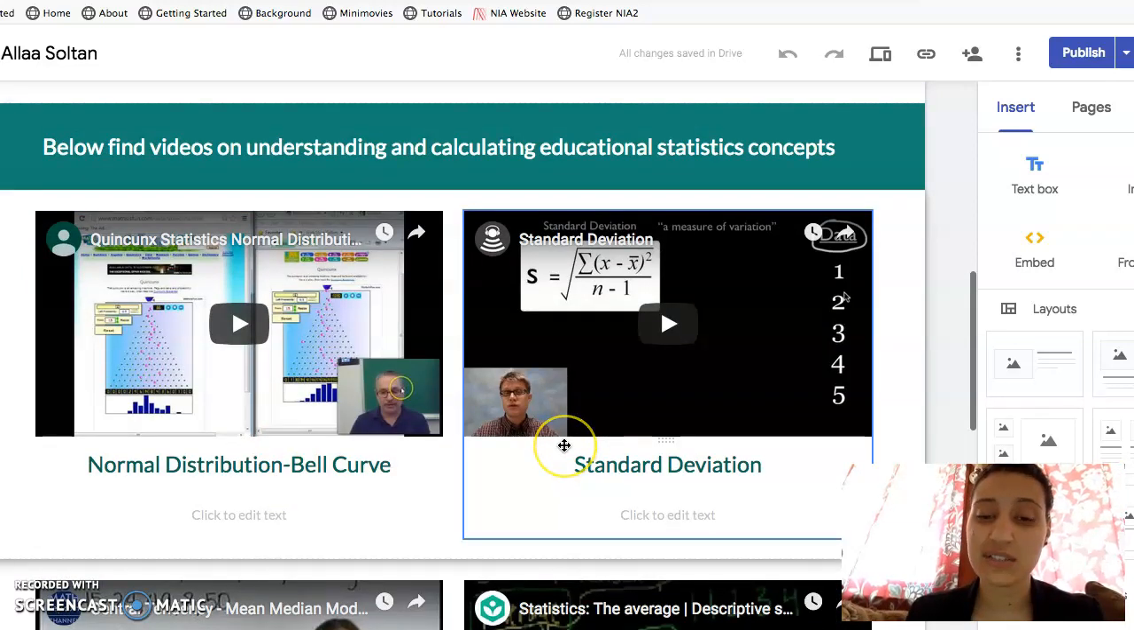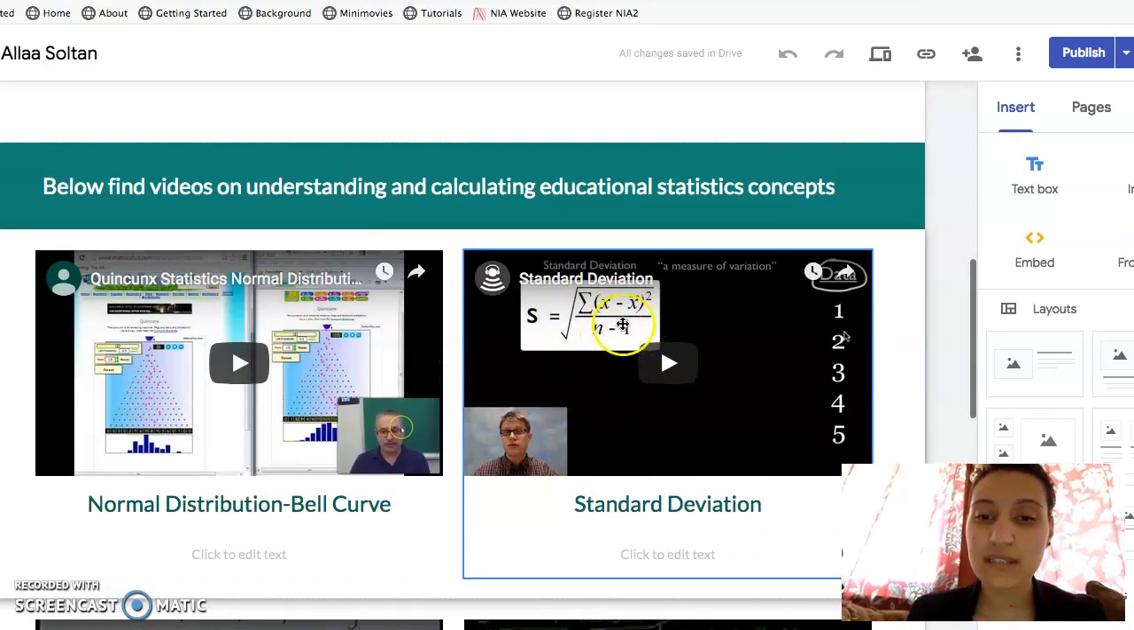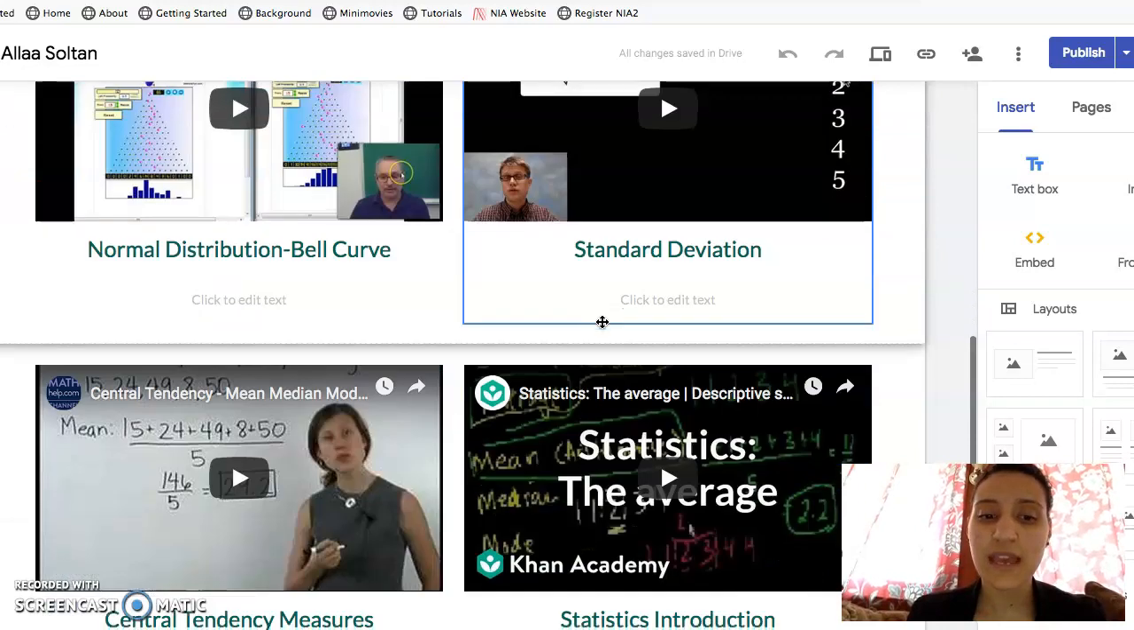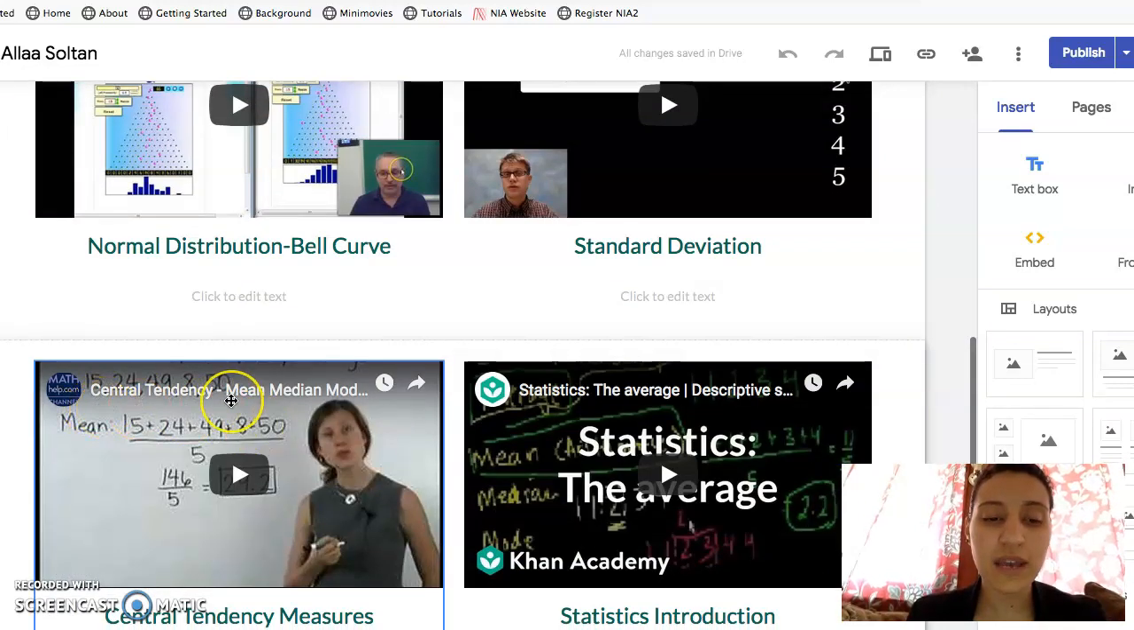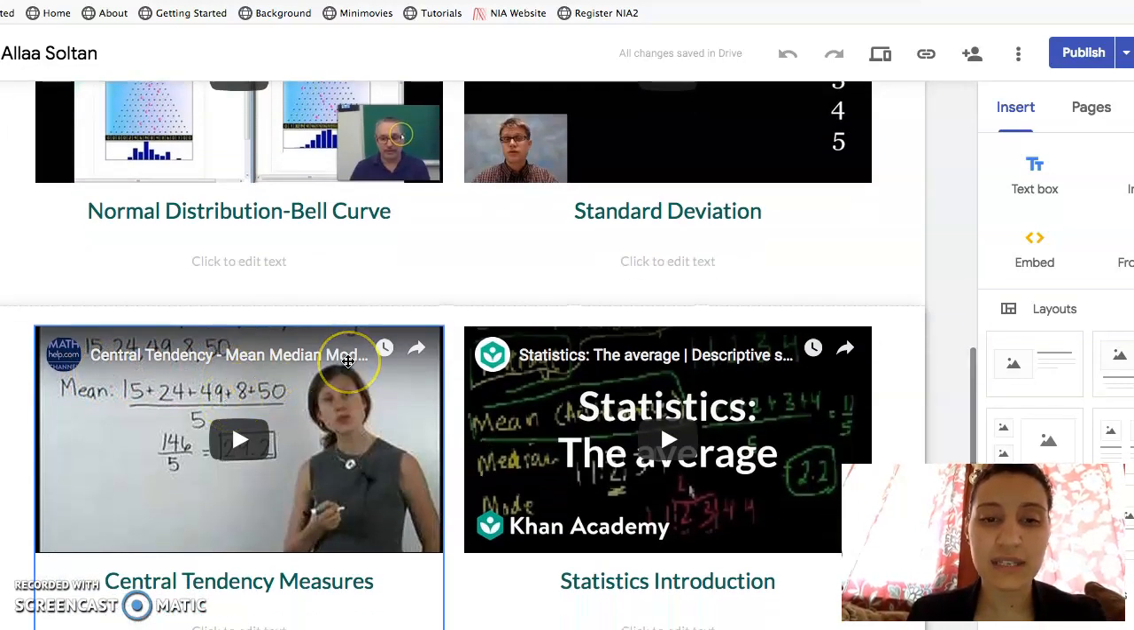Then you have the standard deviation, which basically is the formula given here and how to use it. Finding the mean, the range, the mode. We already know what x bar means. That's the range. That's average. And then n minus 1, well, it's the number of the data points you have, minus 1, so you can find the standard deviation. And now for down here, we have central tendency, mean, median, and mode.